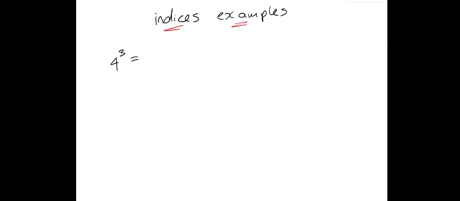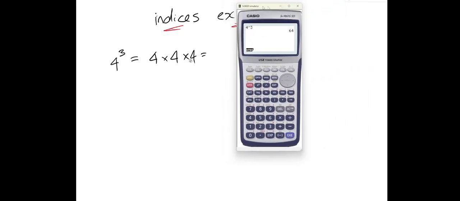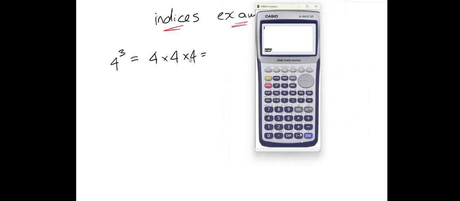If I'm asked to find the numerical answer to this question here, 4 to the power of 3, well, if we want to rewrite that in longhand, it's going to be the same as 4 times 4 times 4. Well, let's grab our calculator.